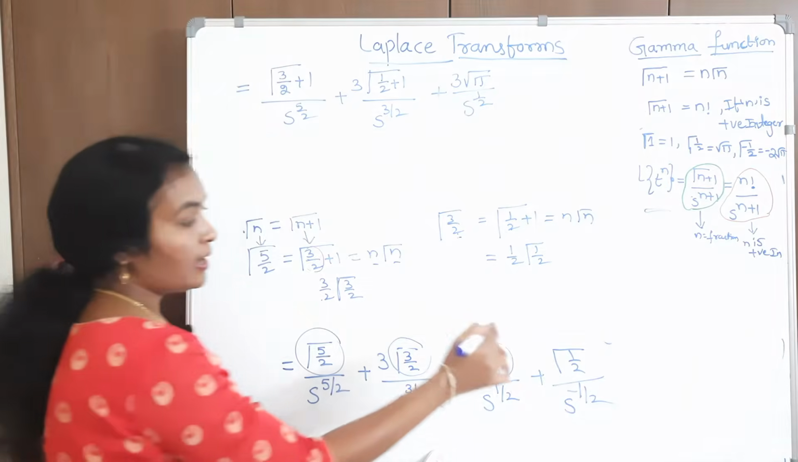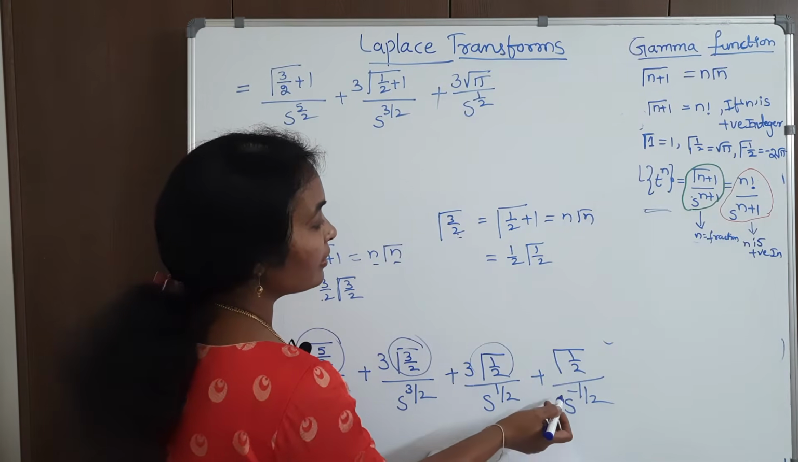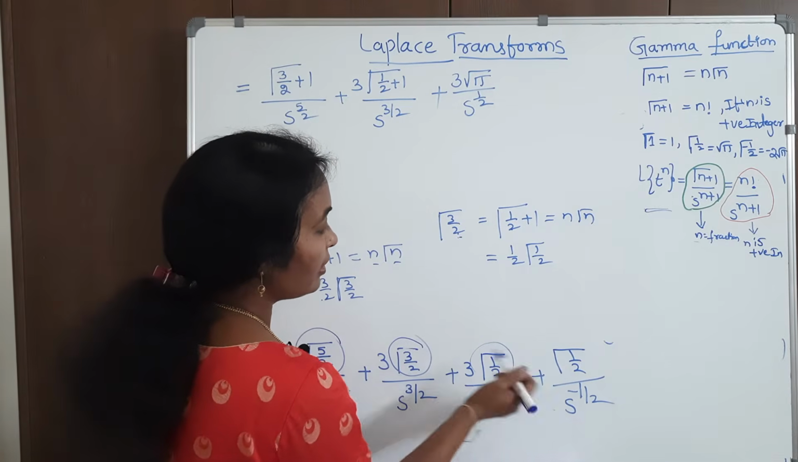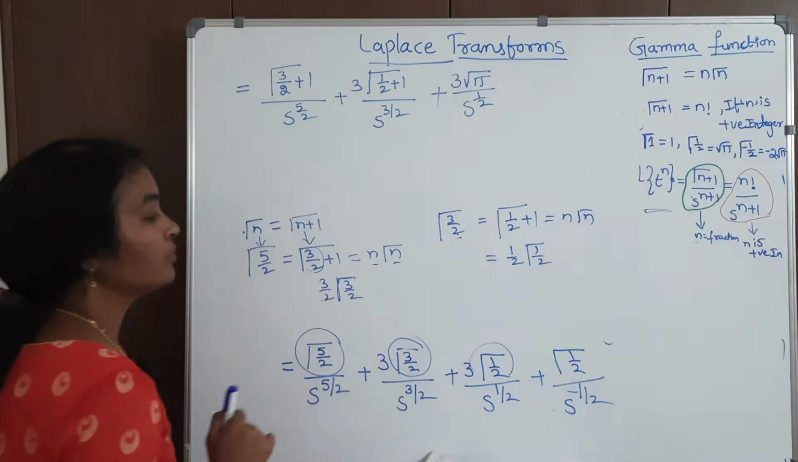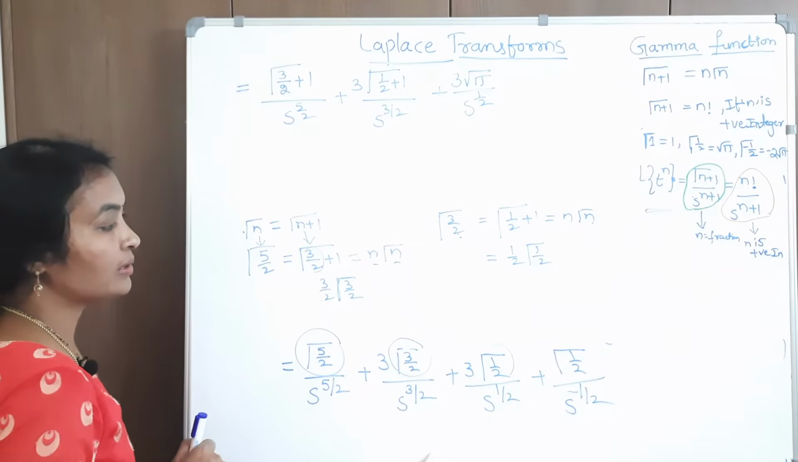Next, half. Gamma of half. This is gamma of half or gamma of negative n factorial by s to the power of n plus 1.